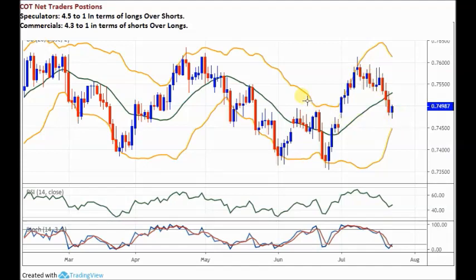We're looking for the CAD to decline. CAD JPY, USD CAD look like they're just about to come to fruition. They both look great trade setups to us. We'll go to them in a moment, but we'll just do this one first.